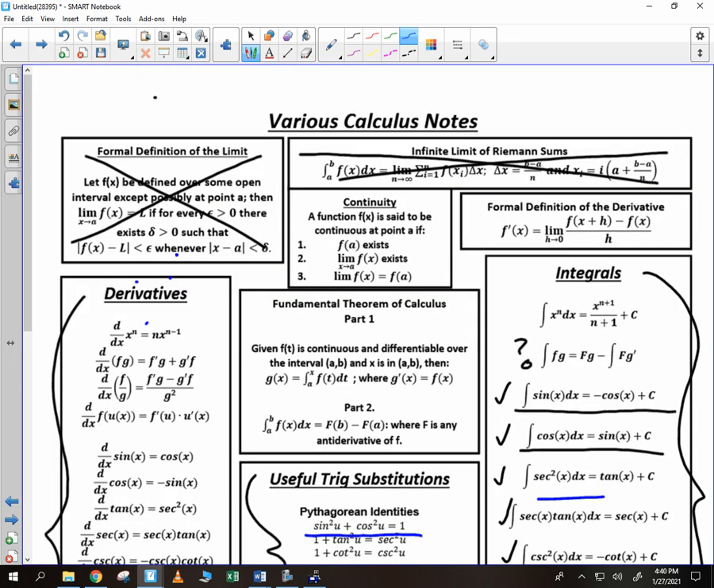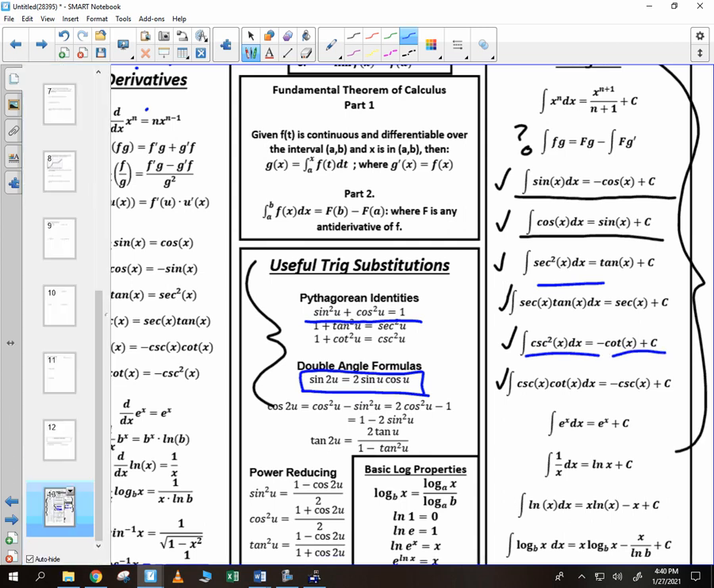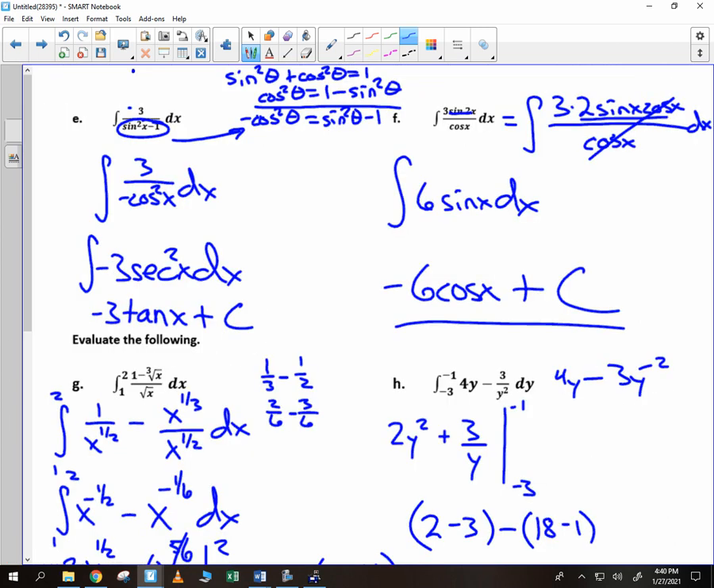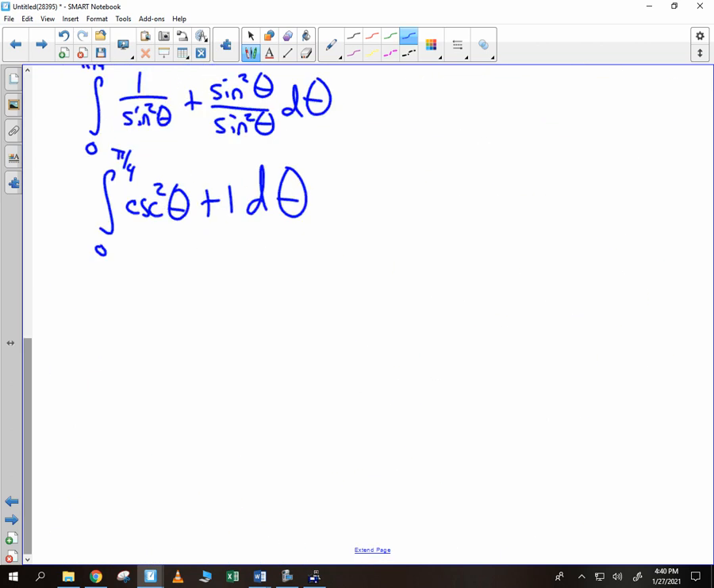We look here at the sheet. The antiderivative of cosecant squared is negative cotangent. So I'm going to go ahead and grab negative cotangent of theta plus the antiderivative of 1, which is theta. Evaluate at pi over 4. Evaluate at 0.